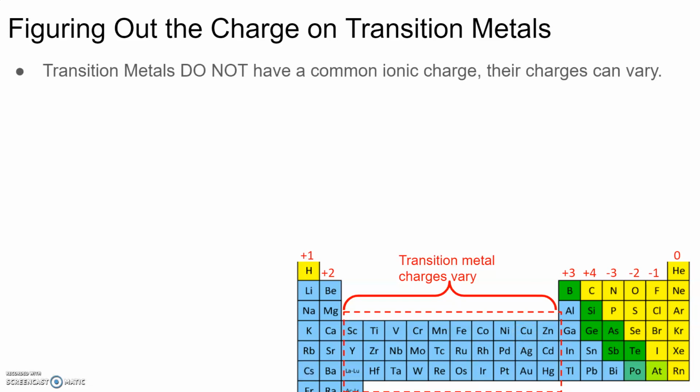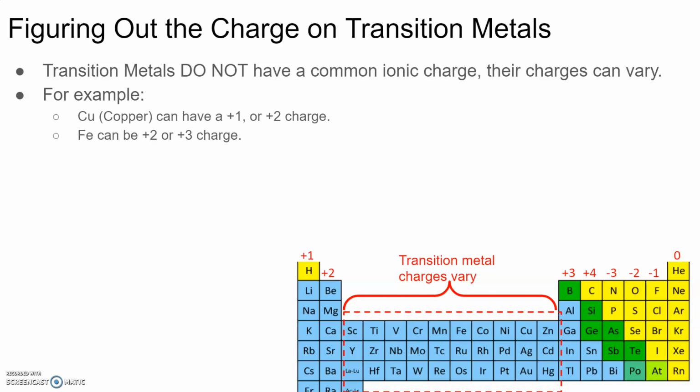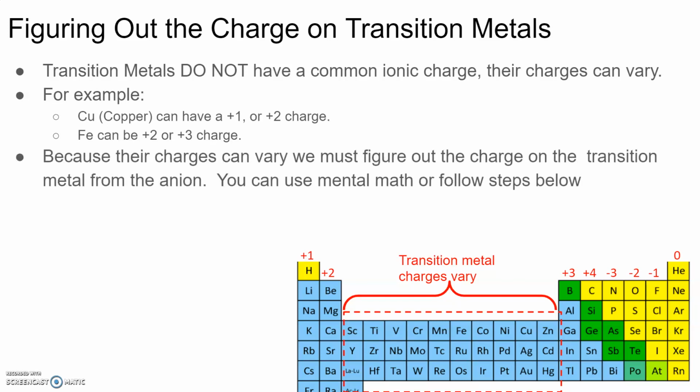Now, things to know about transition metals. They do not have common ionic charges. And again, that means their charges can vary. For example, something like copper can have a +1 or a +2 charge. Iron can be +2 or +3 charge. And because their charges can vary, we actually have to figure out what their charges are from a chemical formula and the anion in that chemical formula.